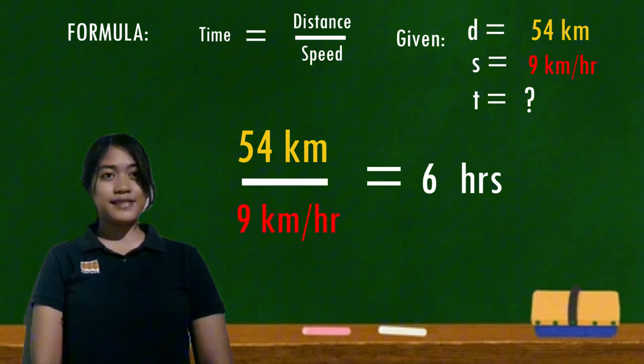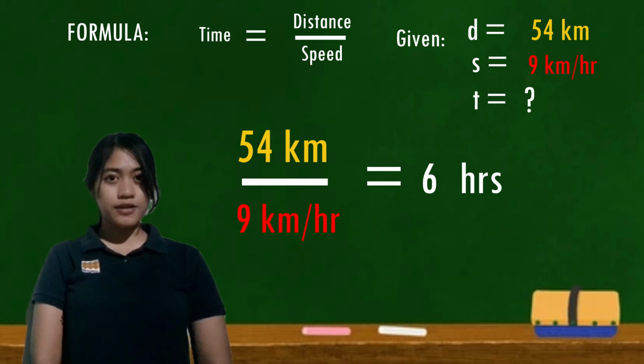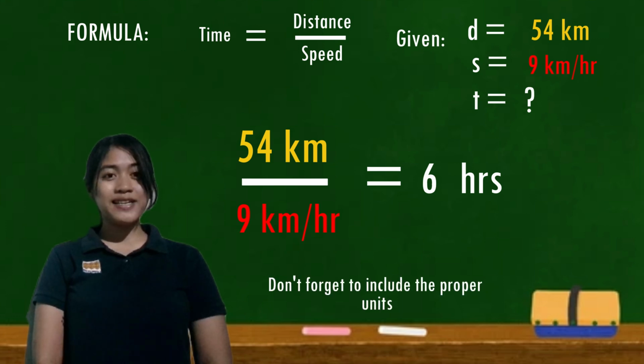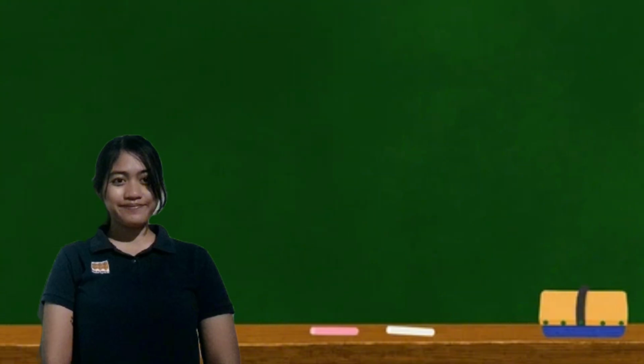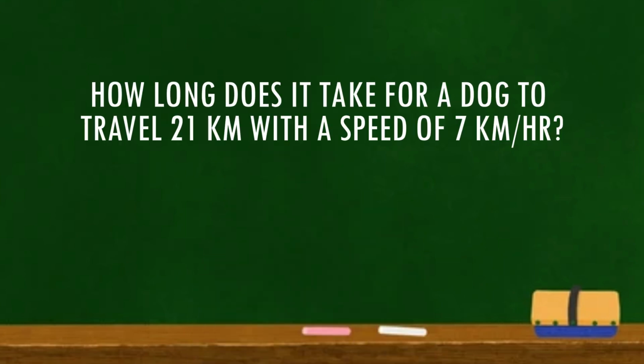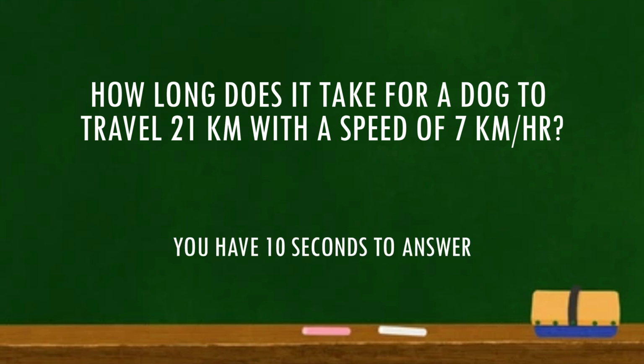It takes 6 hours for the train to travel a distance of 54 kilometers at an average speed of 9 kilometers per hour. Again, remember to always include units in your final answer. Now, I want you to also solve the flash problem on board. Let's read. How long does it take for a dog to travel 21 kilometers with a speed of 7 kilometers per hour? You have 10 seconds to answer.